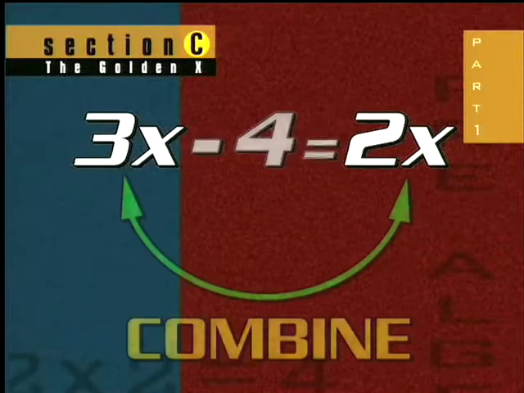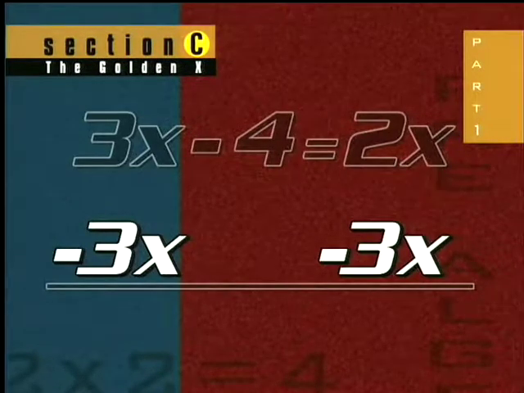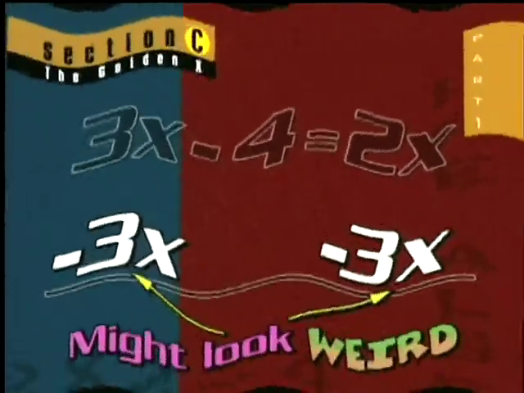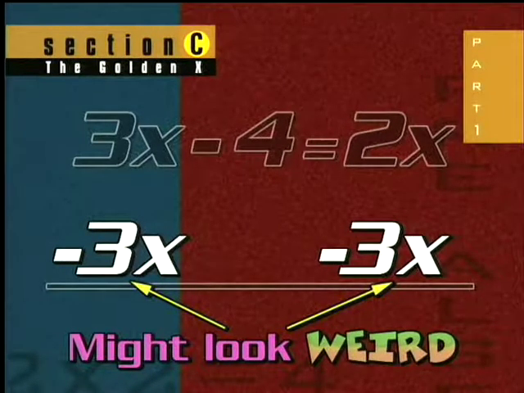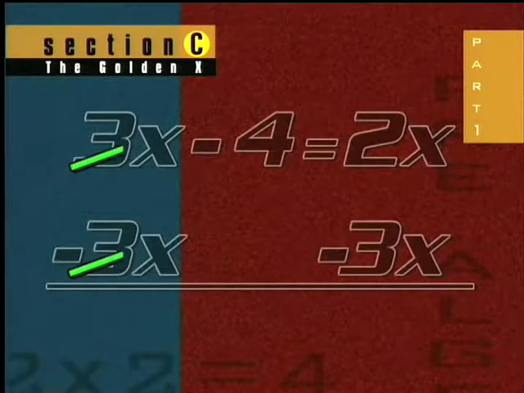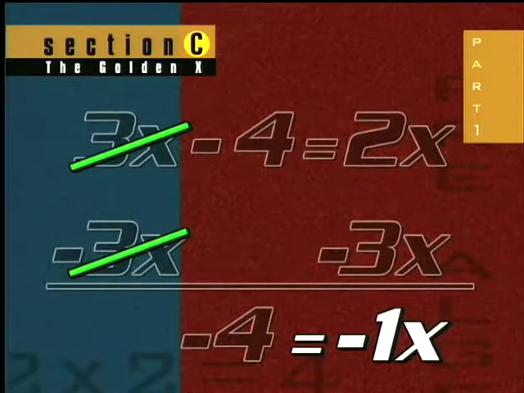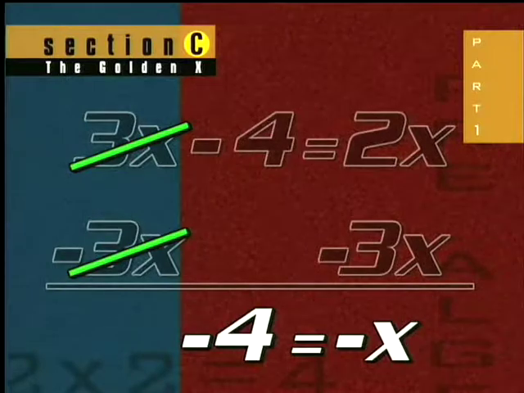The first thing we do is combine our x's. Here, we can do this by subtracting 3x from each side. This might look a little weird because we're subtracting a term with an x in it, but this is the way we get the x terms together so we can solve for a single x. When we subtract 3x from each side, we get negative 4 equals negative 1x, which we write simply as negative x because it means the same thing.